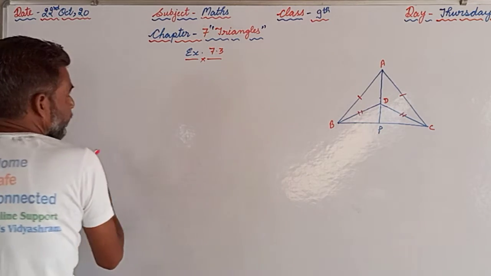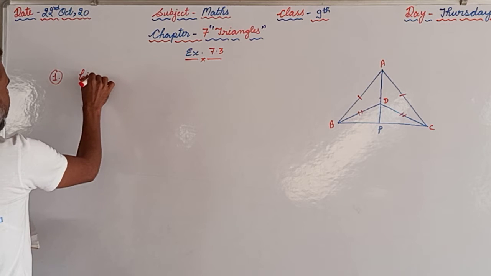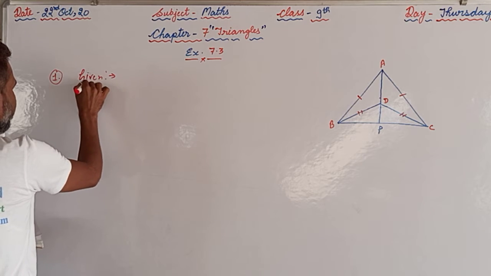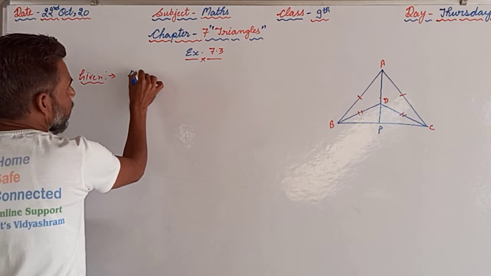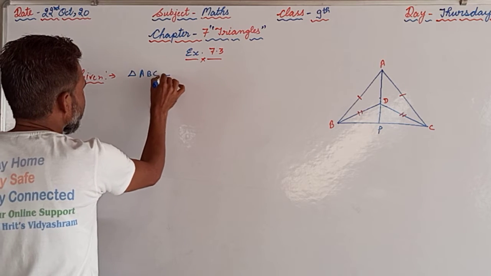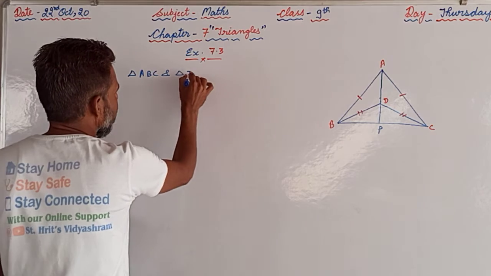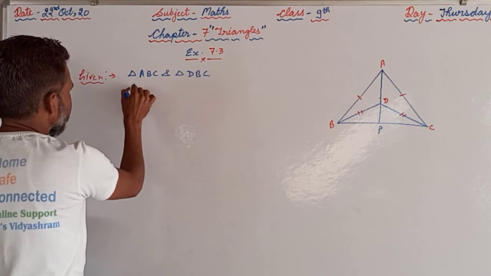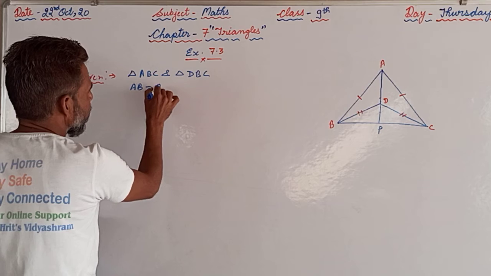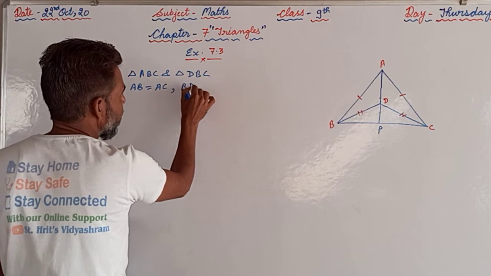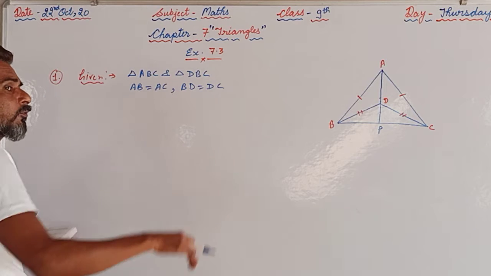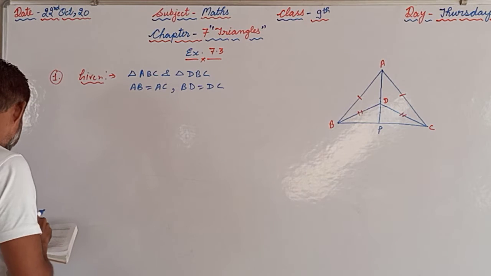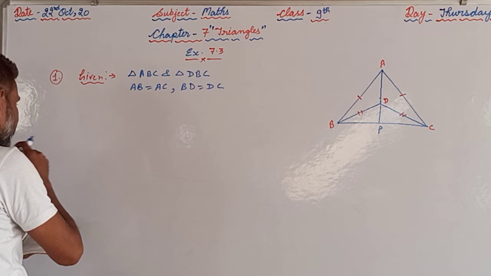So the given information: triangle ABC and triangle DBC, in which AB is equal to AC and BD is equal to DC. Why have we written that? Because both of these triangles are isosceles.